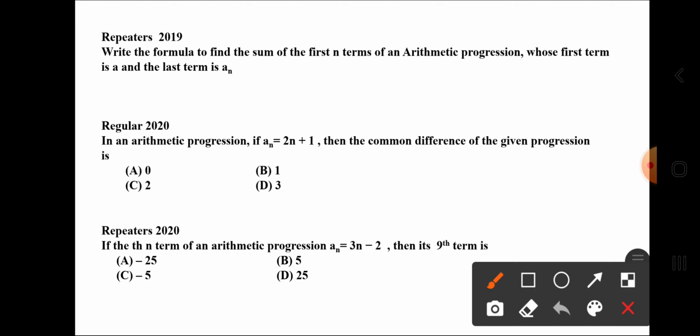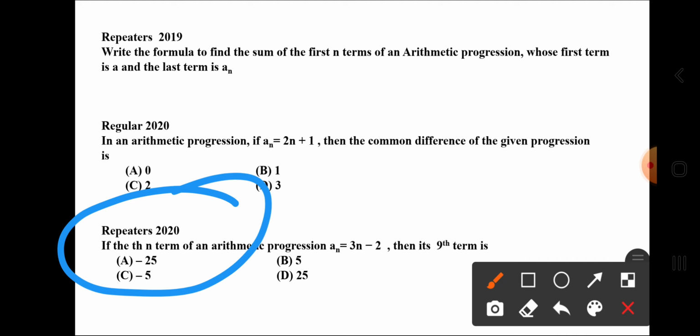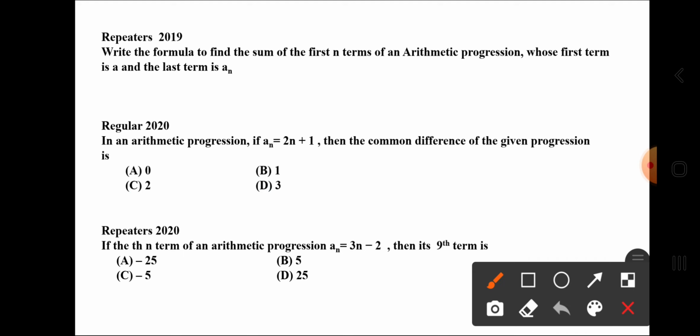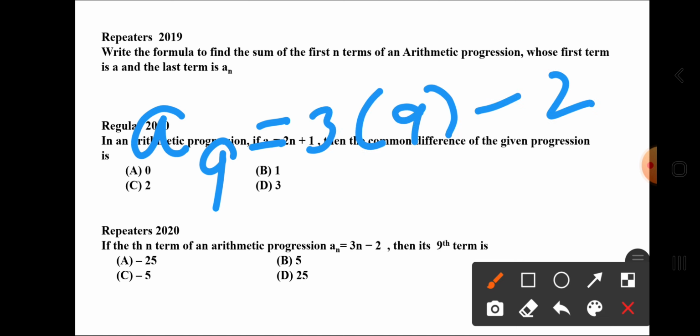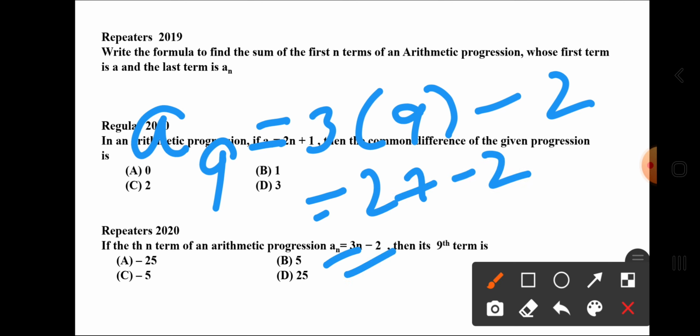So the next question has been asked in repeaters 2020. The nth term of an AP, again the same type of question, an is equal to 3n minus 2. Find the ninth term. It means wherever n is there, I have to replace it by 9. So 3 into 9 minus 2, 9 threes are 27. 27 minus 2, you will get 25. So your answer is D, that is 25.